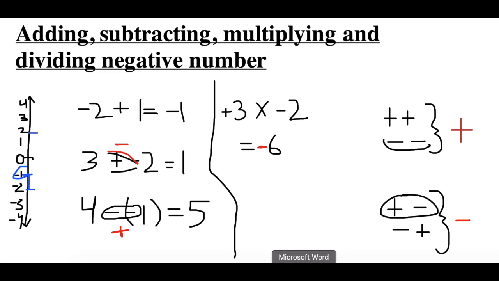Now let's try something similar with division. So let's say -6 divided by -3. So we will simplify this. 3 times 1 is 3 and 3 times 2 is 6. So 2 is the answer. But is this 2 positive or negative? So 6 was negative, 3 was negative. Two like signs, two negatives make a positive. So this 2 is positive. And this is how we work with negative numbers.